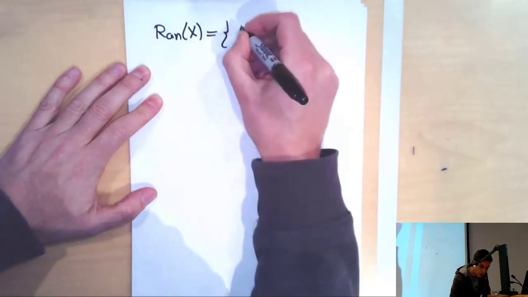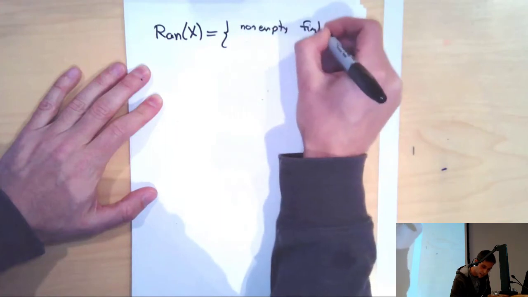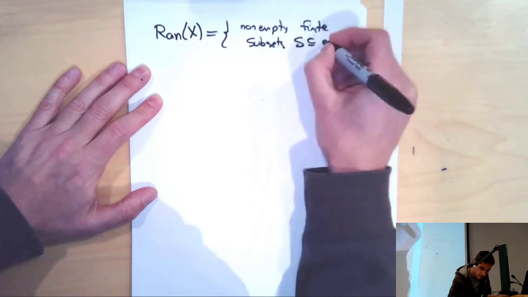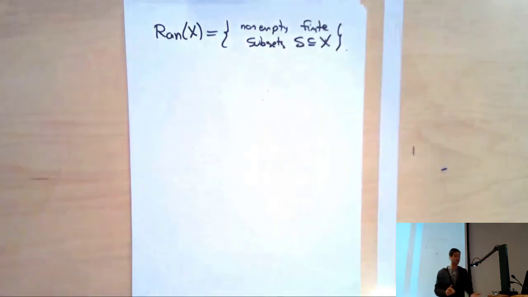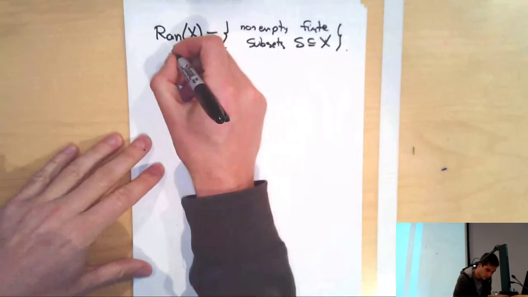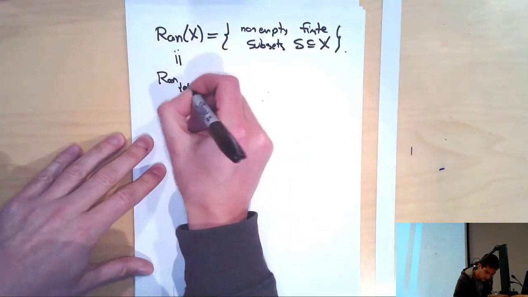This is the space of non-empty finite subsets S contained in X. So that's an informal description. I already defined this for you. This is just what you get when you take Ran_G of X when G is the trivial group. So let's say this is defined to be Ran of the trivial group of X.